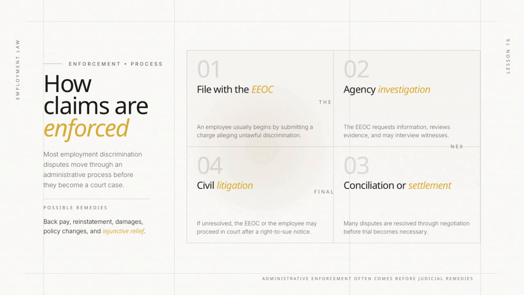If the issue can't be resolved during the investigation, the next phase often involves conciliation or settlement discussions. This is an opportunity for both parties to negotiate and potentially resolve the dispute without going to court, which can save time and resources for everyone involved. However, if these efforts do not lead to an agreement, the case may proceed to civil litigation.